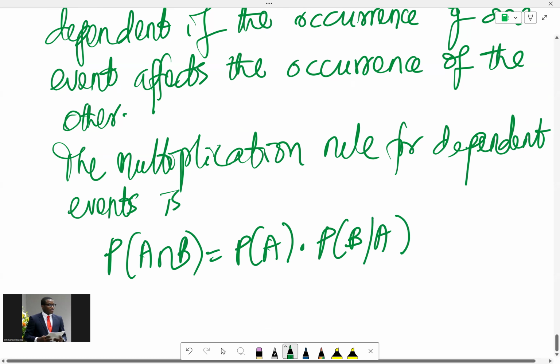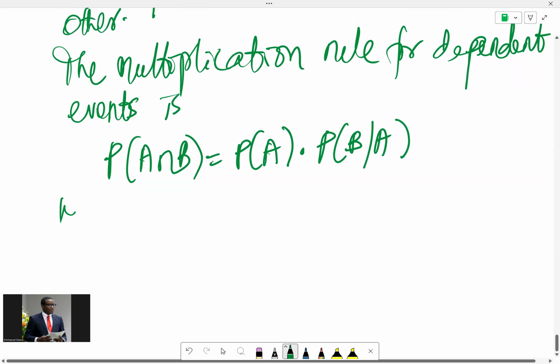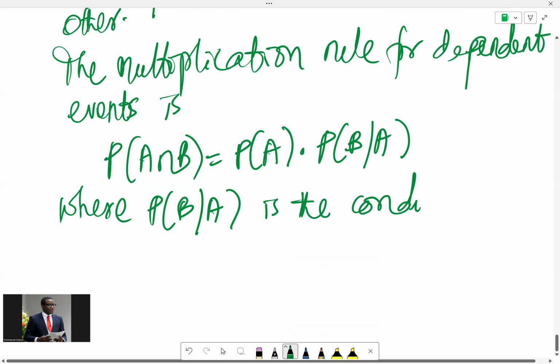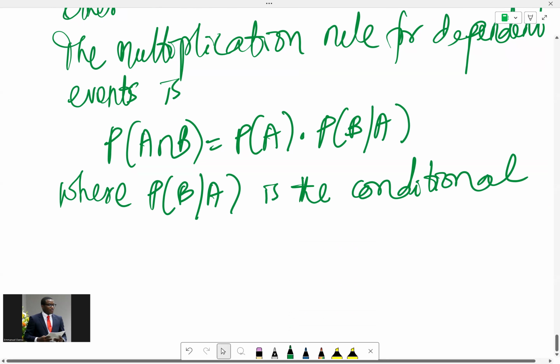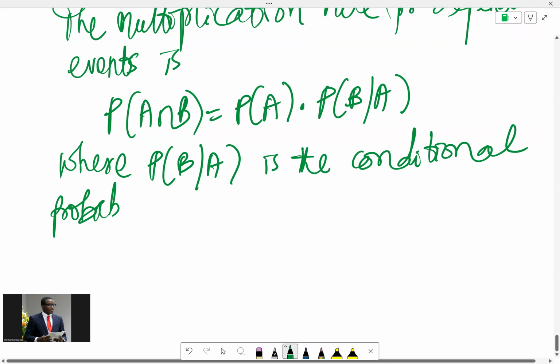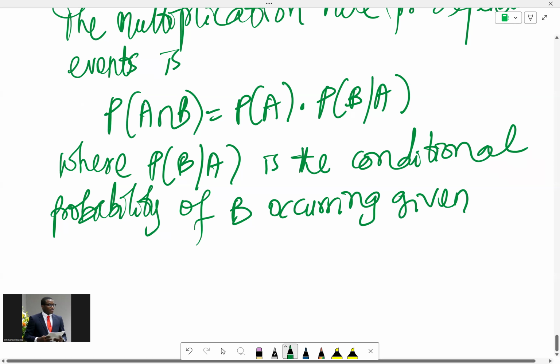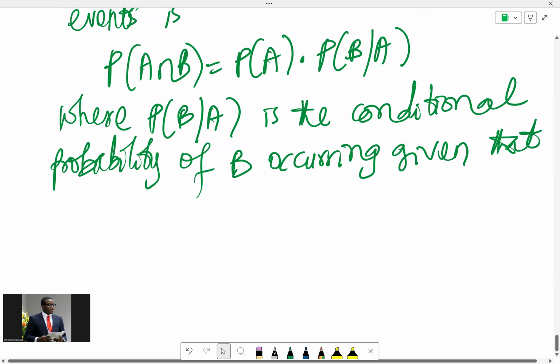Okay, so in this case, we are talking about dependent events. So after carrying out the first experiment, the next experiment is going to be dependent on the first one you had carried out. So here now we have a condition. We say where probability B given A is the conditional probability of B occurring given that A has occurred.